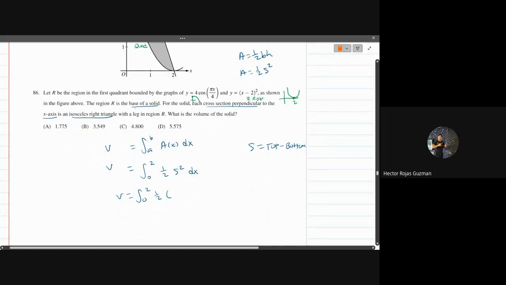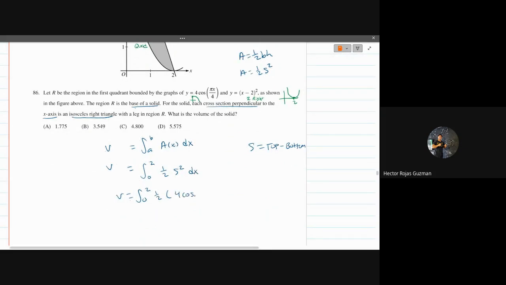So top minus bottom squared, because that's the area of an isosceles triangle, right? 1/2 S squared dx. Plug it into your calculator very carefully, and if you do, you're going to get A. Okay.